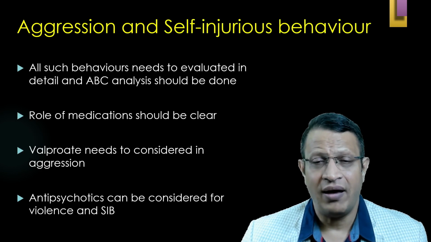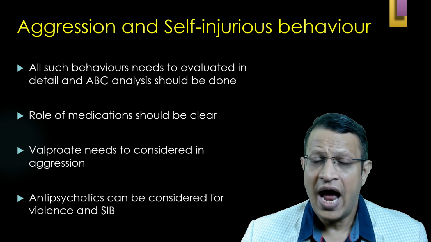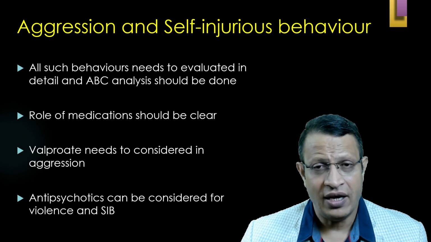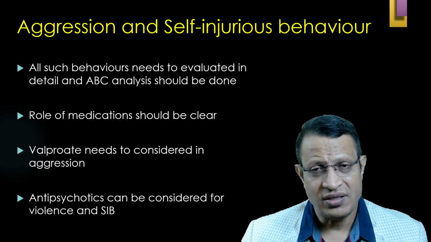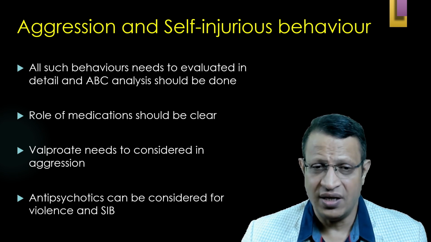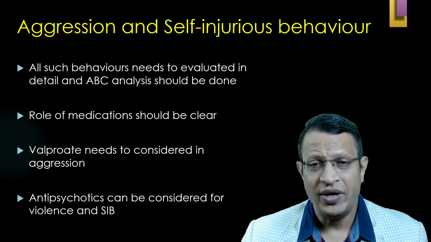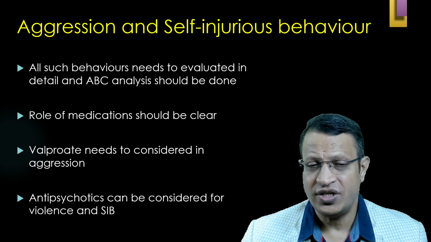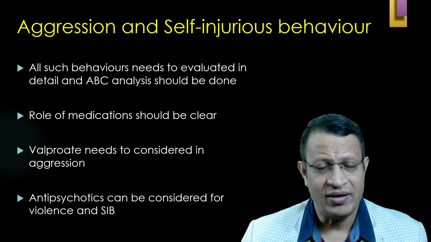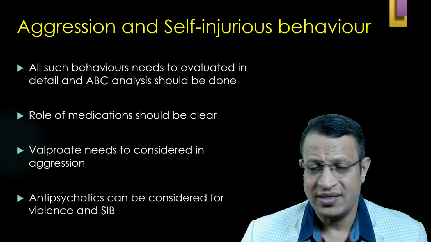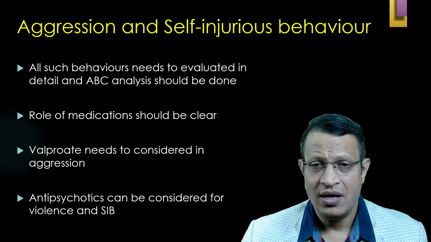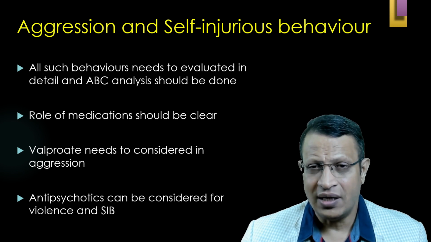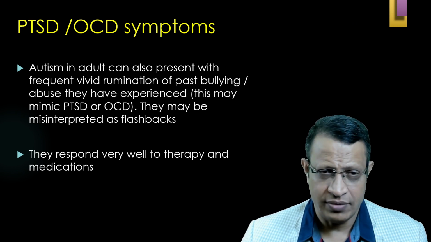If the person has aggression, challenging behavior, and self-injurious behavior, again, we need to do ABC analysis of the situation. You need to consider medication, especially if the person is very aggressive. Valproate is the commonest medication chosen in aggression, and many a time even antipsychotics such as risperidone and haloperidol are also chosen. We need to keep in mind that many a time this violence and self-injurious behavior needs to be curtailed by using psychotropic medication.